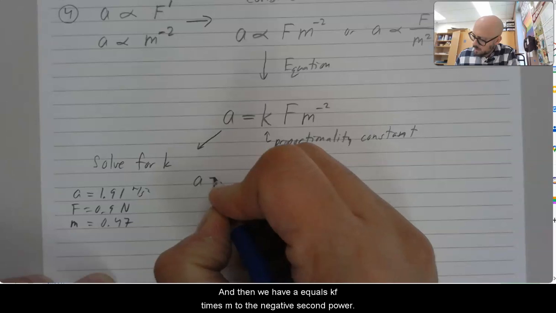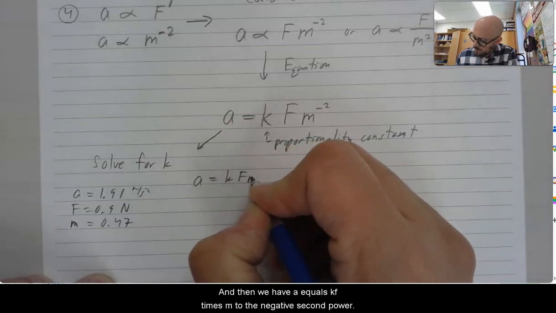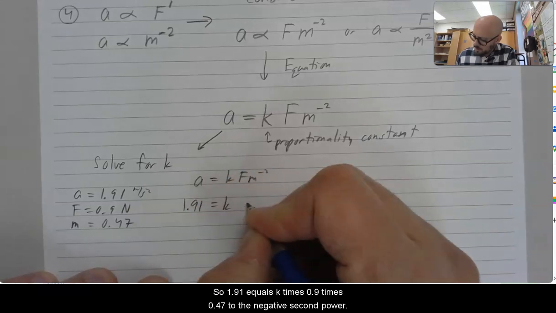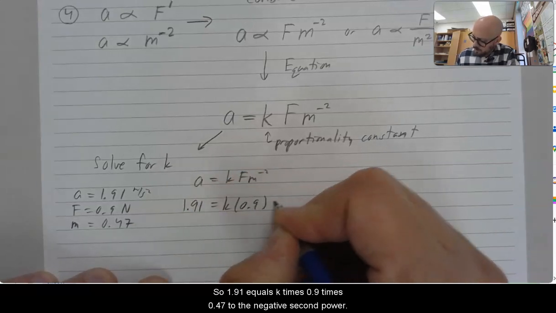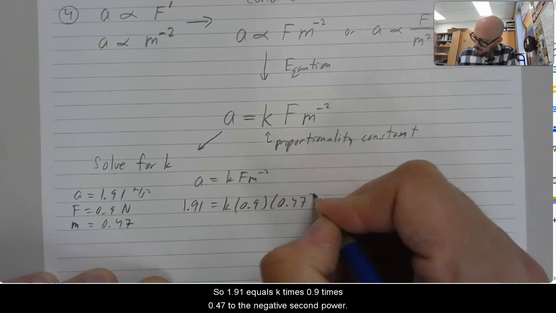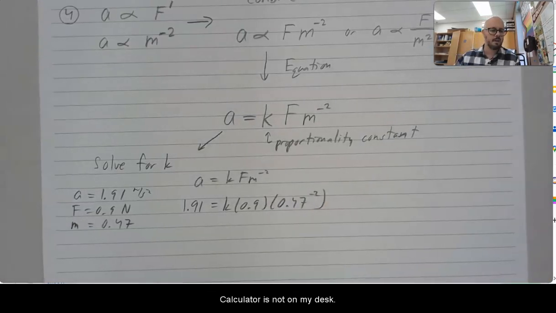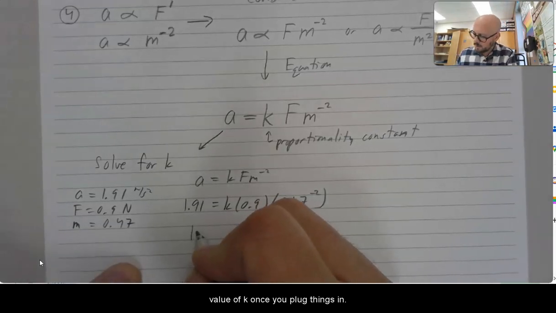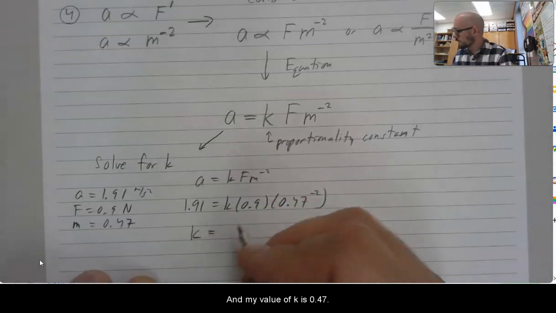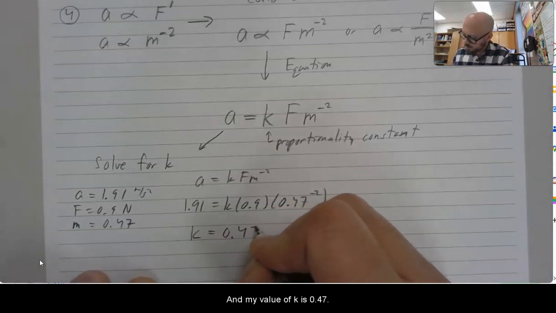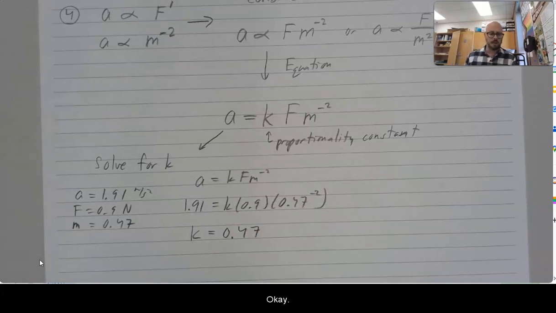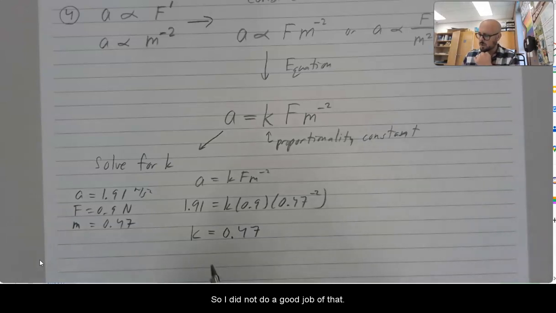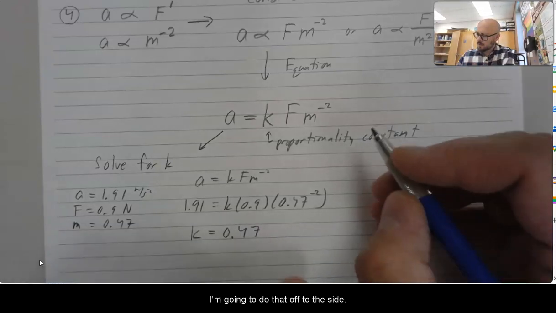And then we have A equals K F times m to the negative second power. So 1.91 equals K times 0.9 times 0.47 to the negative second power. My calculator is not on my desk, so I'm going to pause this and calculate that. Okay, so you're going to calculate a value of K once you plug things in, and my value of K is 0.47. The units on that are something that you need to figure out. I did not do a good job of that, so I'm going to do that off to the side.